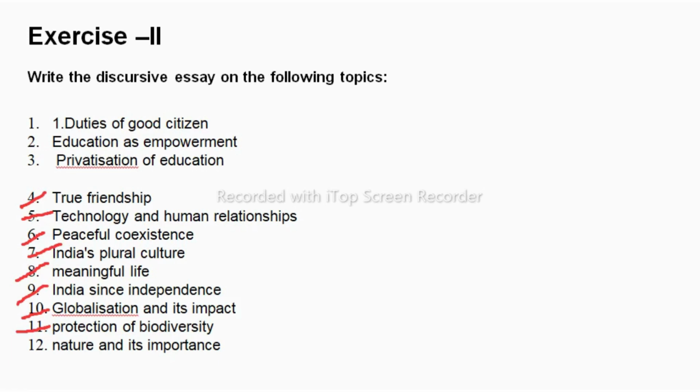Here you have to write in your own words whatever you have understood or you think about nature, how it is useful, what is the importance of nature in our life. You have to write that essay on the importance of nature.